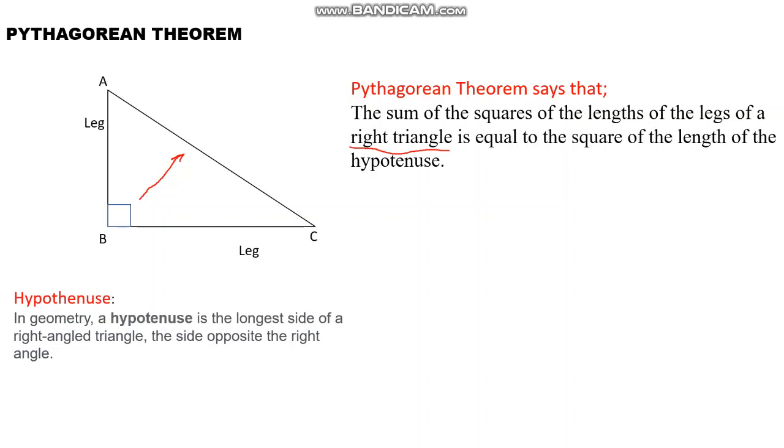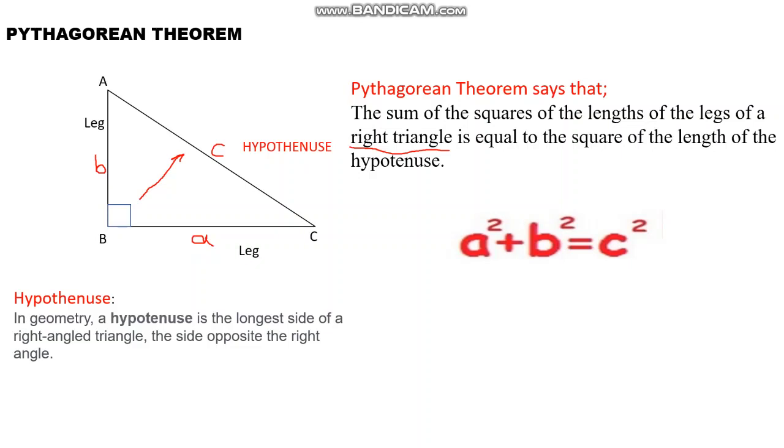Now, let's focus on our equation. Let's say the length of this side is a, and the length of this side is b. As usual, we will say the length of the hypotenuse is c.